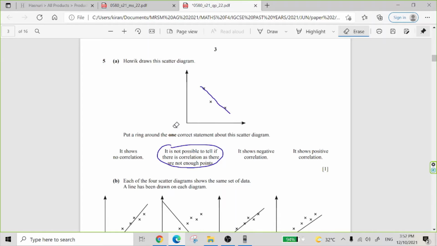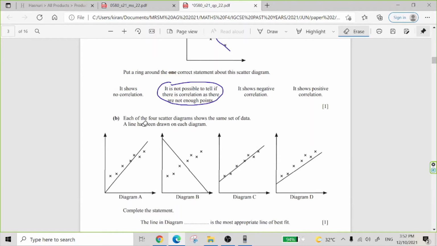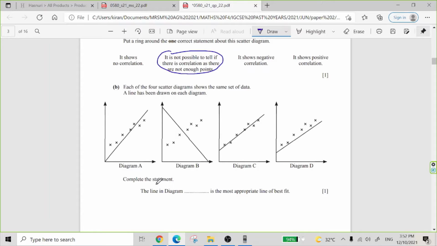Go to question B. Each of the 4 scatter diagrams shows the same set of data. A line has been drawn on each diagram. Complete the statement: the line in diagram blank is the most appropriate line of best fit. So for this question, as you can see, the answer would be C.